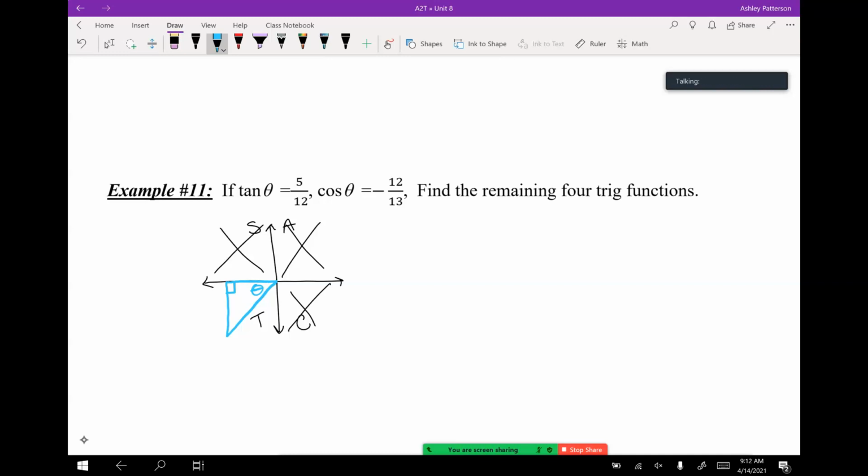Okay, tangent of theta is 5 over 12, so that means the opposite leg is 5 and the adjacent leg is 12. But think about where we are. We're in the third quadrant. What do we know about x and y in the third quadrant? Anybody? Both negative. They're both negative.